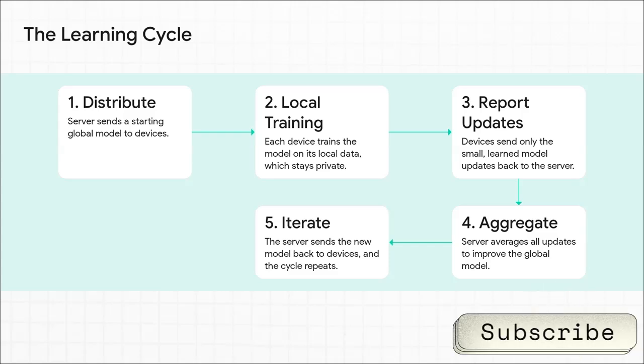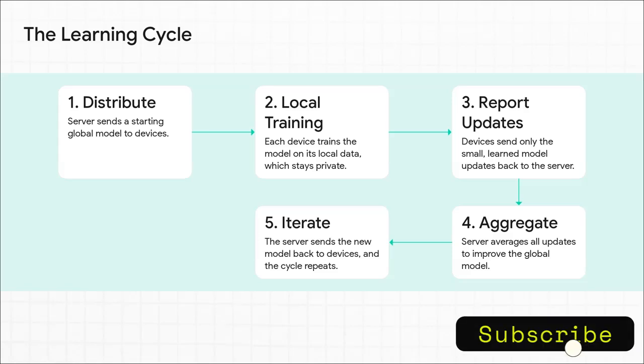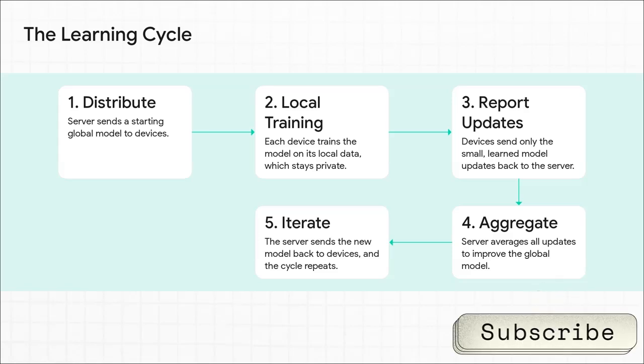Then step three is update reporting. The devices don't send back the data, they just send back the small learned updates, the new lessons. Step four, aggregation. The server takes all those little updates from everyone and averages them together to improve the main global model. And finally, step five, iteration. The server sends that newly improved model back out to all the devices, and the whole cycle starts all over again.